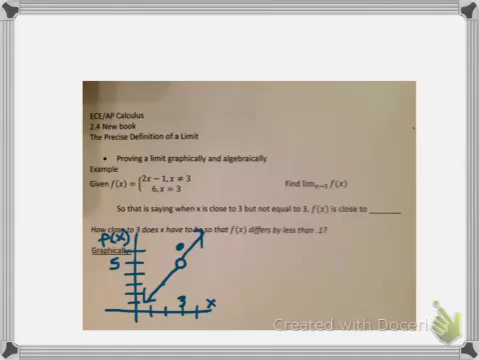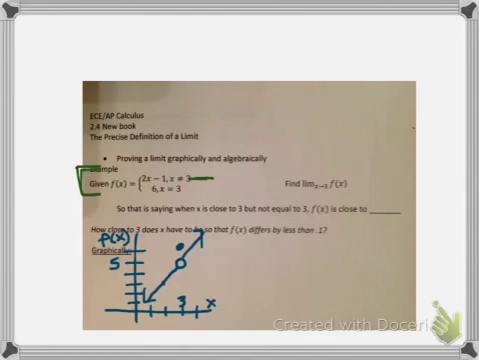Section 2.4 is called the precise definition of a limit. The first problem we're going to look at is a piecewise function: f of x equals 2x minus 1 when x doesn't equal 3, and f of x equals 6 when x equals 3. I've graphed the piecewise function in blue, and it's just a line with a hole. The hole is at 3 because this is when x doesn't equal 3, and the 6 is above.